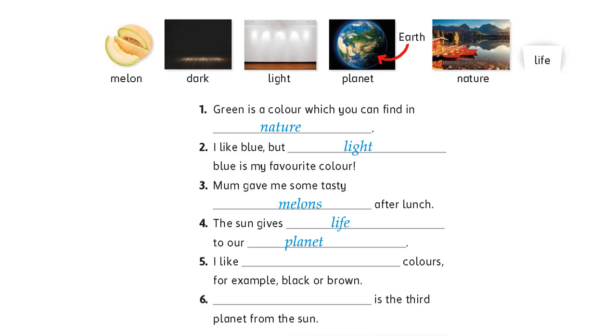Number five. I like dark colors, for example, black or brown. These colors are dark colors. Number six. What is the third planet from the sun after Mercury and Jupiter? Yes, very good. It's Earth.